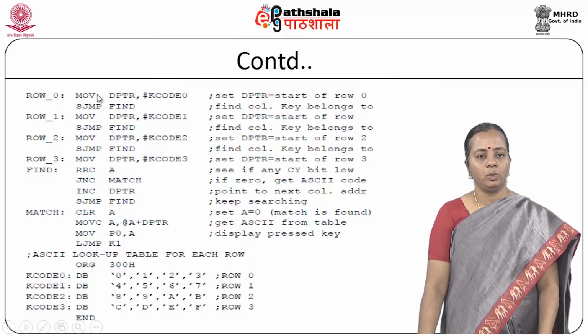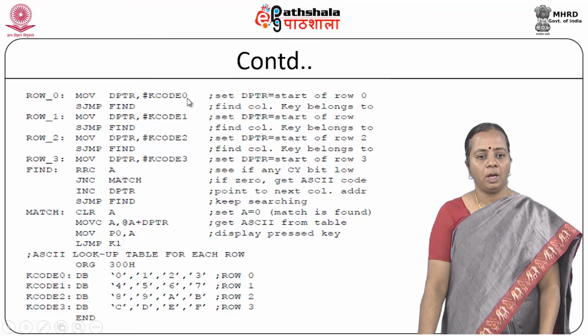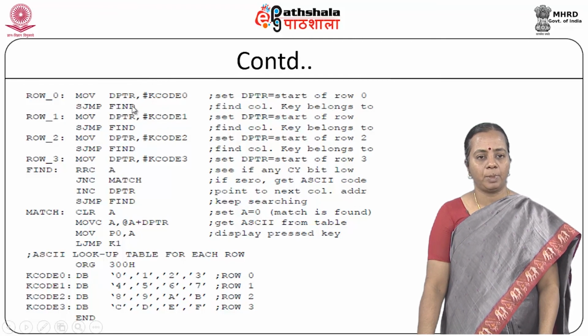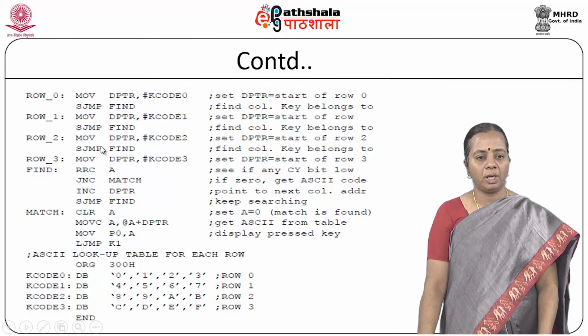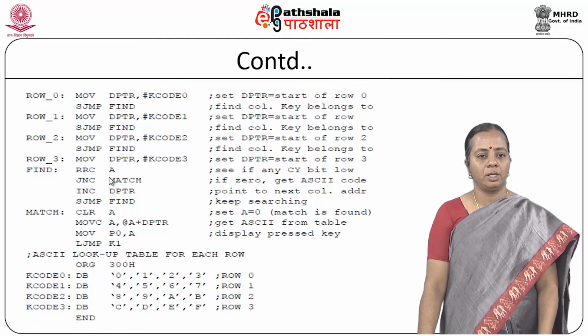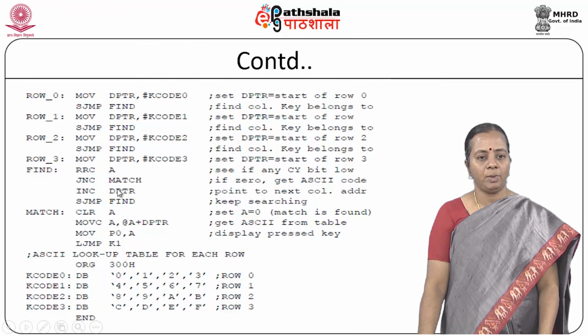Now I am looking at that DPTR content: whatever the code 0 address is, it is moved to DPTR. Now I wanted to find which key is pressed. So I am coming over here to find. I am reading the data at A, rotating right, and checking whether there is any carry. If there is no carry, then that is the bit. If there is a carry, then that key is not pressed, then increment DPTR and SJMP to find. That is the way I am rotating each and every time, and each time I am incrementing it.